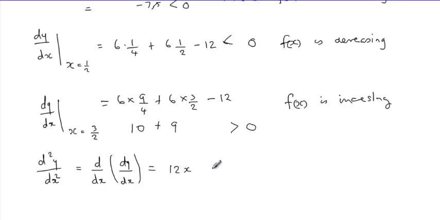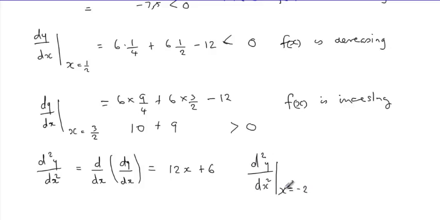12x plus 6. Let's just evaluate this one to make sure that we agree with our behavior of the tangents. The turning point was at minus 2, wasn't it? So now we take this second derivative and evaluate it at x equals minus 2.